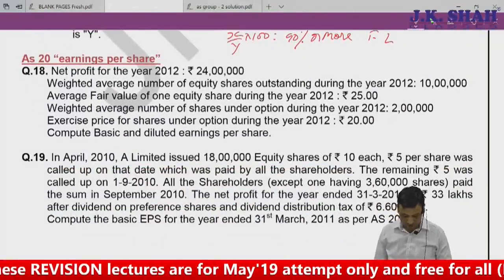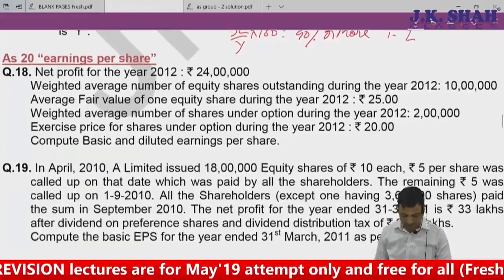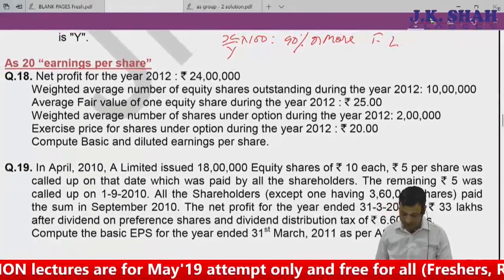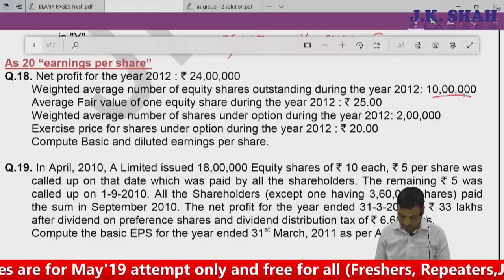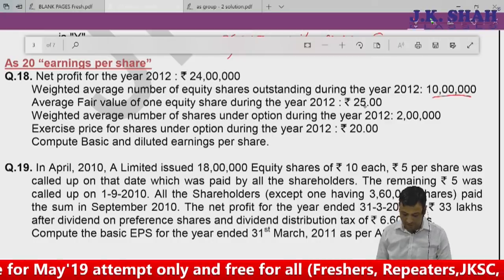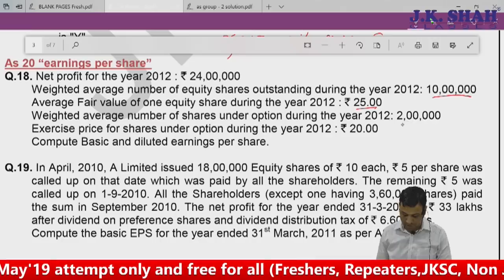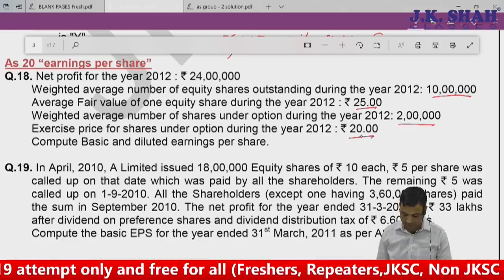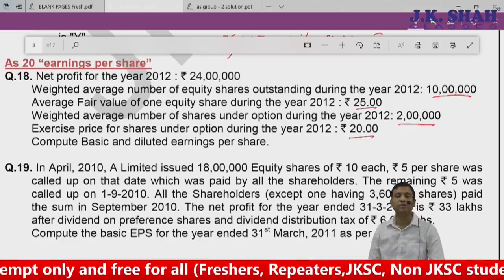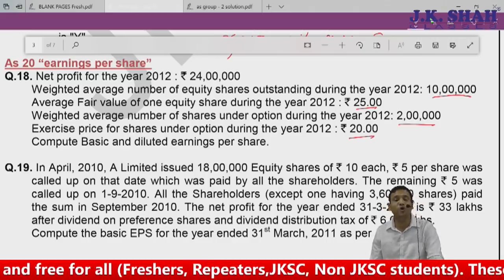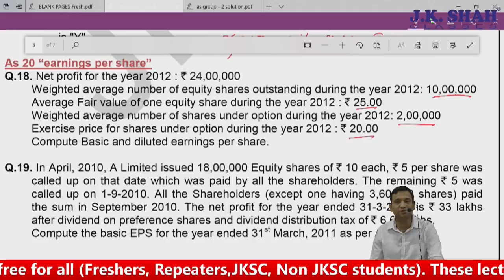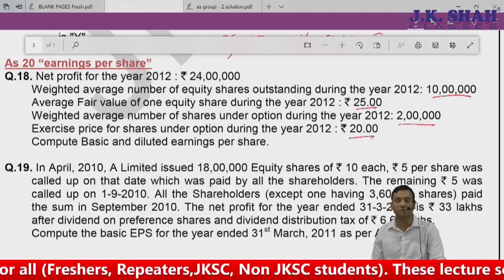Now, the first: net profit 24 lakhs, weighted average number of equity shares 10 lakhs, average fair value of the equity shares 25, number of options 2 lakh, exercise price 20. Find basic and diluted EPS. So can I say this is nothing but a question based on options. How should options be taken care of? This question is totally based on the option part.